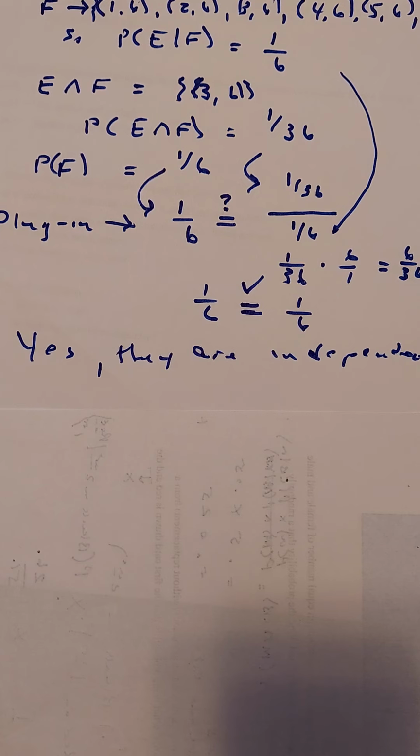So what that tells you is E is independent of F. So yes, they are independent. Okay, that's 5A. Let's look at 5B.